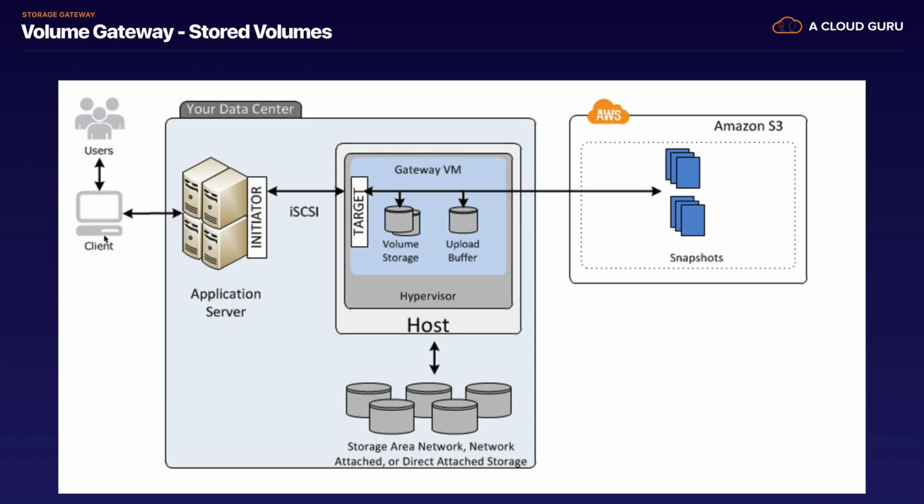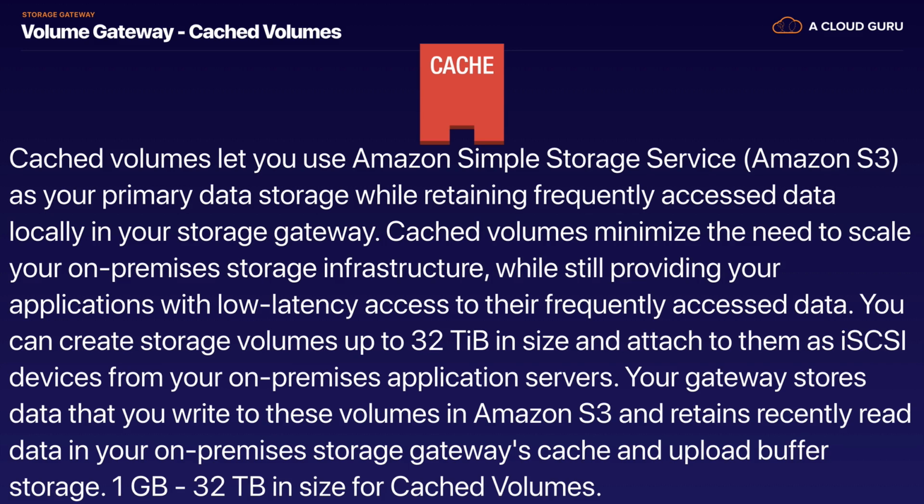We've got our users and our client. They're using the application servers. This then uses an iSCSI connection to our host, and this host is running our gateway virtual machines. Essentially, we're creating volumes on this host, and then the virtual machine is replicating these volumes up to AWS and storing them as snapshots in S3. Cache volumes is slightly different, so you do have to remember the differences between them.